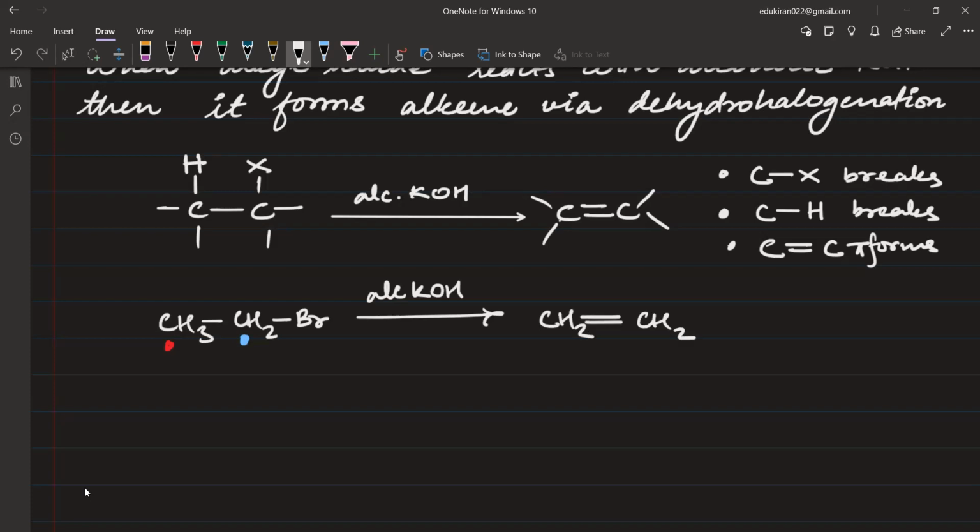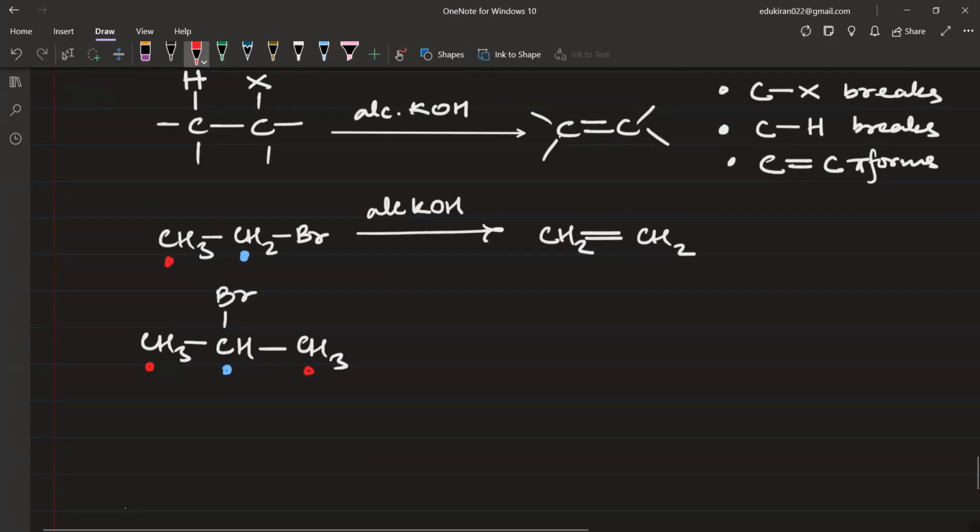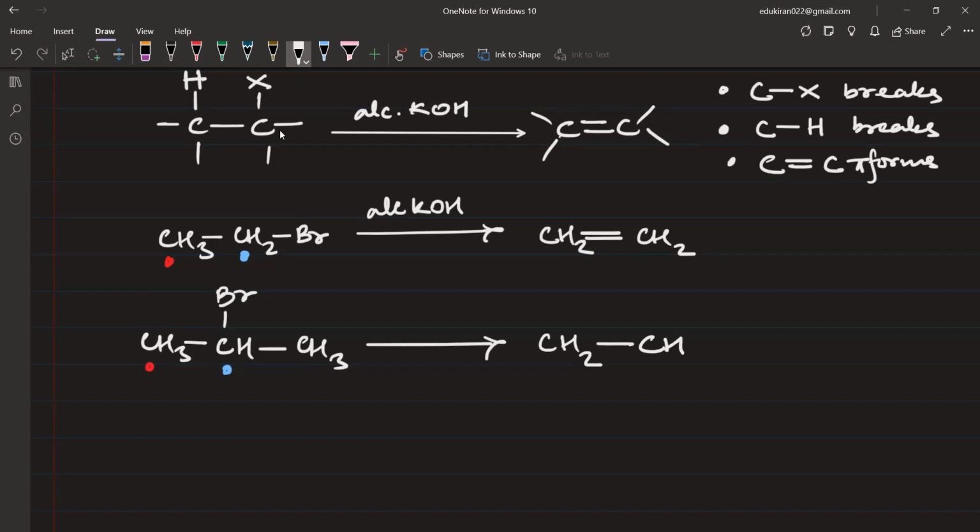Follow my steps exactly like this. Please do it like this only. For example, you have something like this: CH3, CH, CH3, and Br. First step: identify the carbon with halogen. Identify the adjacent carbon. Now here we have two carbon atoms which are adjacent, but both of them are the same. I hope you now understand the concept of equivalent carbon atoms. Both of these CH3s are the same. So you can take any one of them. Now remove the hydrogen from the adjacent carbon. This will be CH2, CH. Remove the Br, and put a double bond between the two, with everything else as it is.